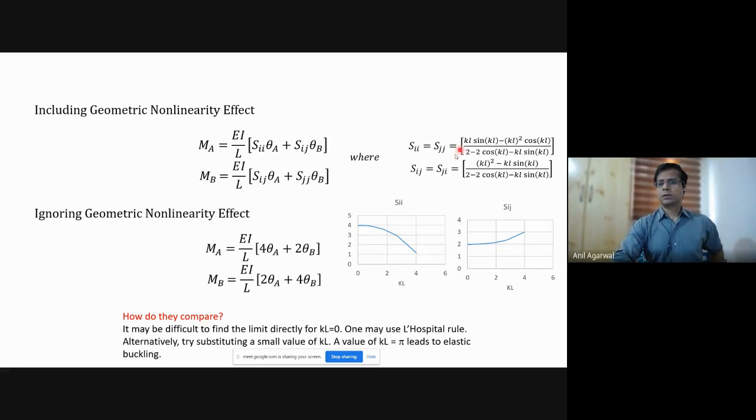Got it? However, you cannot simply substitute the value of KL in these equations because you will get 0 divided by 0, which you cannot solve. You can alternatively take a derivative of the numerator and denominator several times with respect to KL. After taking a few derivatives, the denominator and numerator will stop giving you 0 divided by 0. Then you can substitute KL equal to 0 and get the limit. That is L'Hospital's rule. Fine?